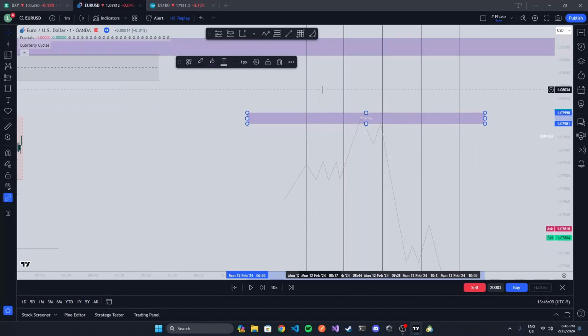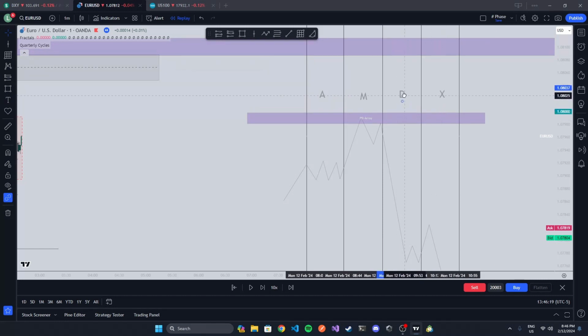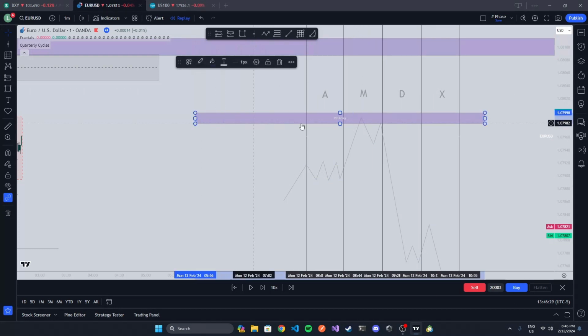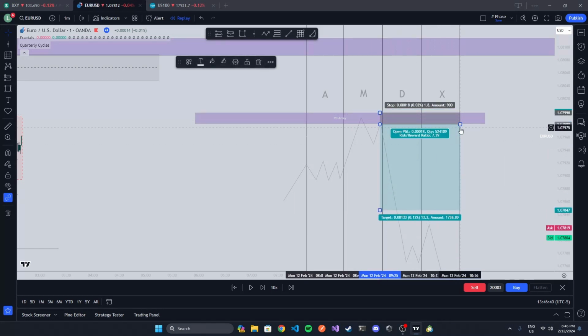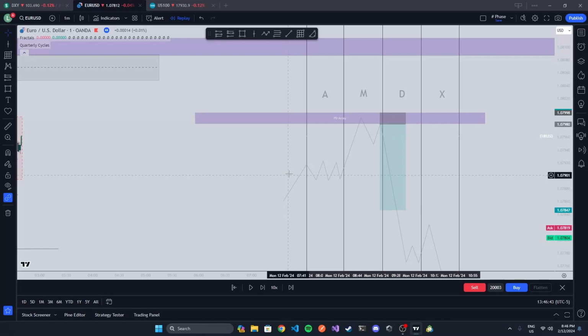Obviously this being the accumulation, which I'll denote with an A, the manipulation quarter with a B, a distribution quarter with a D, and the reversal or continuation quarter with an X. This is called the AMDX pattern, following Day's quarterly theory. So in the manipulation quarter, you would want a PD array that formed inside a manipulation quarter to be entered, and then you would base your entry around that. So you would enter and you'd target some lower liquidity or PD array down below.